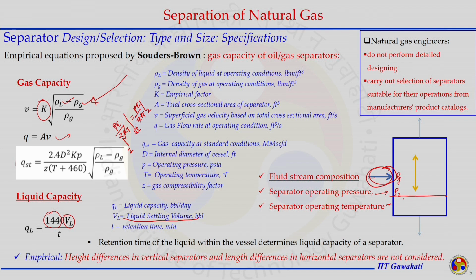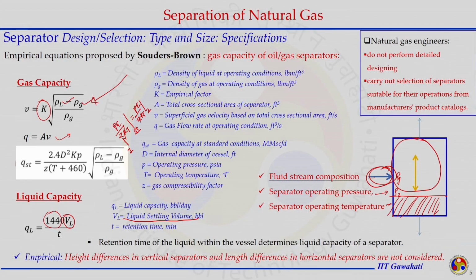So, for example, here we have some area where the liquid is getting settled, and this is the area, for example, which is occupied by the gas. So, now if we know the gas capacity and liquid capacity, we can go to the vendor and he will tell us the different sizes of separator in the different types he has, and we can choose one of them. We will see that in the next slide. What is important here is the temperature and pressure at which we are operating our separator.